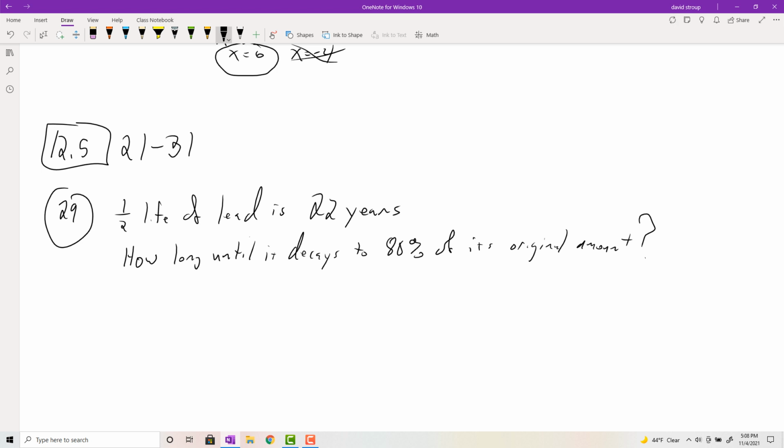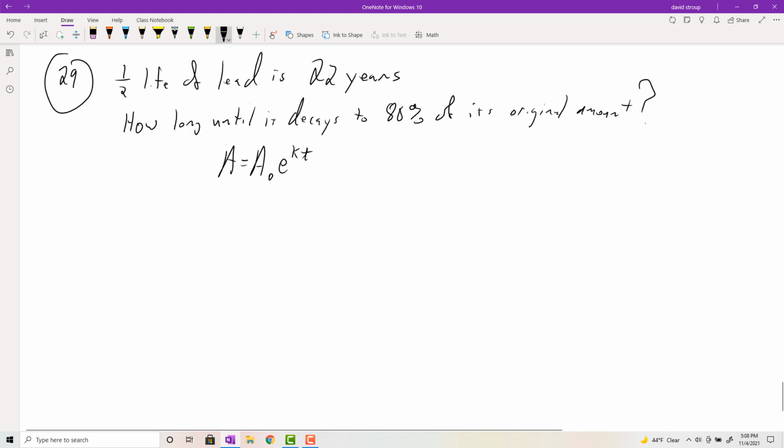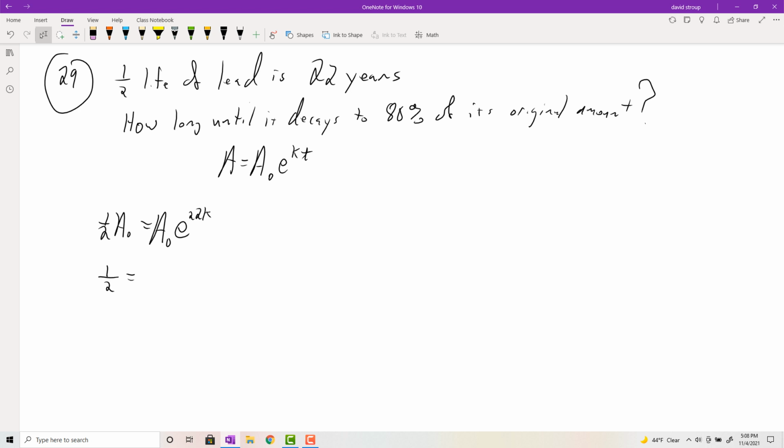So the formula will probably be given in the story problem: A equals A sub 0 e to the kt. First, use the half-life to get the k value, the growth constant. So in 22 years, you go A sub 0 e to the 22k, there'll be half the original amount left, so 1/2 A sub 0. Divide both sides by A sub 0. Get 1/2 equals e to the 22k.